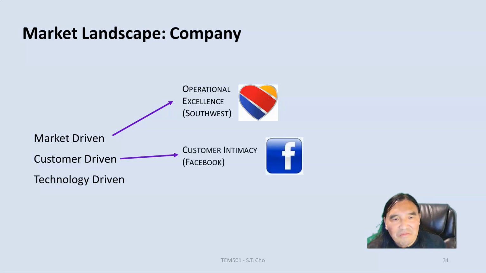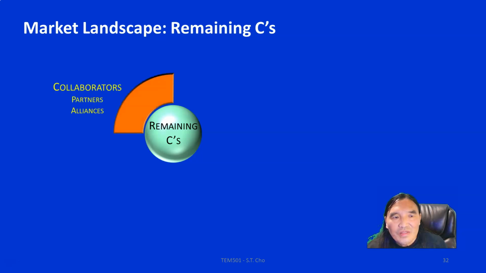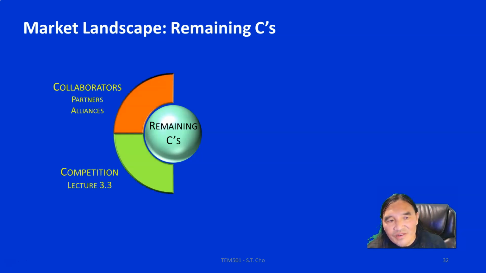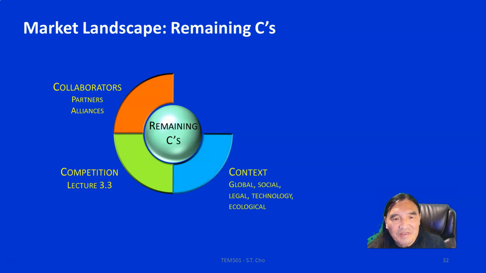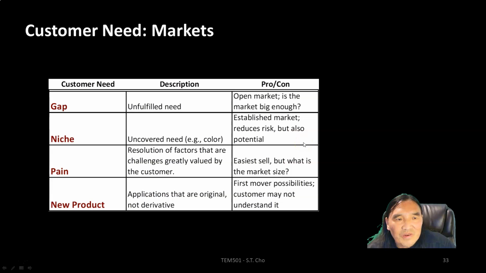Market-driven, Southwest. Customer-driven, customer intimacy, Facebook. And technology-driven is product leadership like Google or Samsung. The remaining C's: collaborators, competition, context, what's going on in the world, and customer need. And so we start talking about how we segment customers.